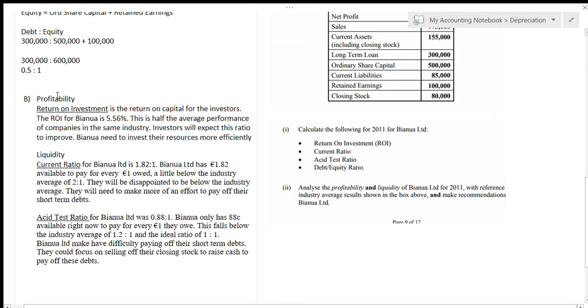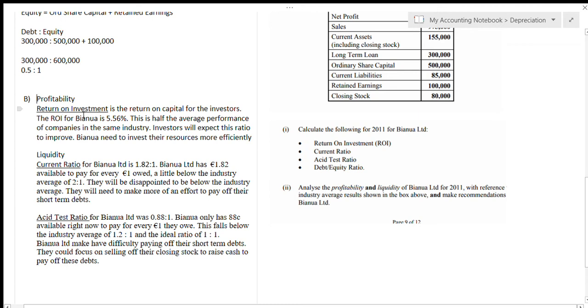So profitability. Return on investment was the formula from profitability. Again, in our notes, I have the 3 sections: profitability, liquidity, and our debt to equity, our gearing. I've those 3 laid out with the first one here, profitability, including gross profit margin, net profit margin, and return on investment. So we've done return on investment. Let's talk about it. It's the return on capital for the investor. So I've explained what it is.